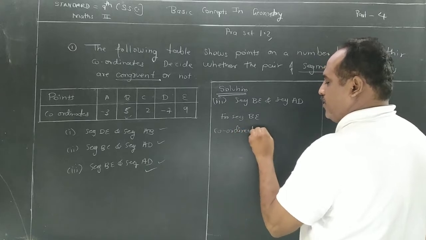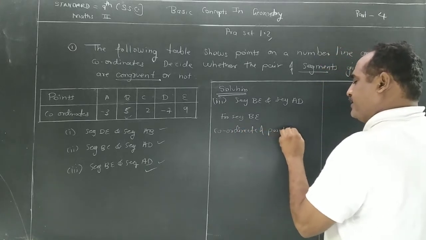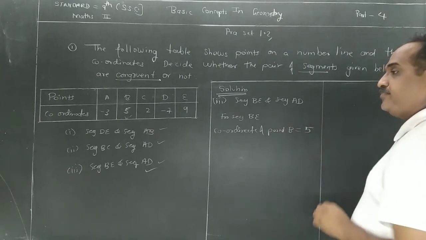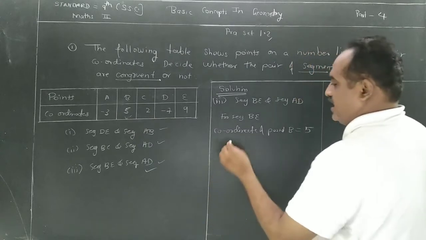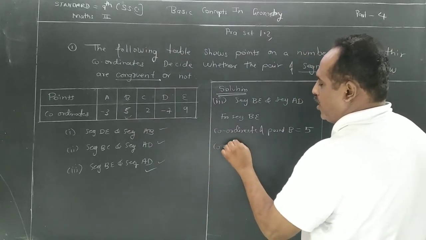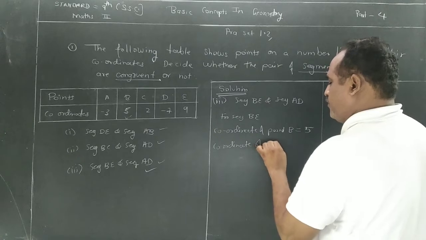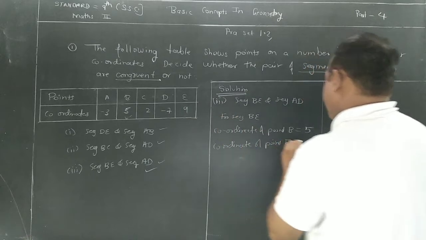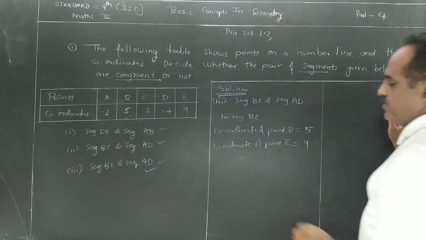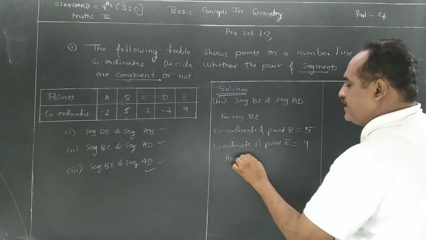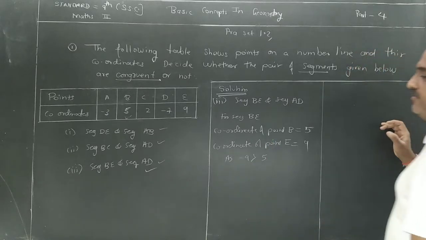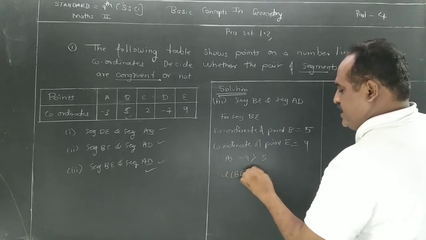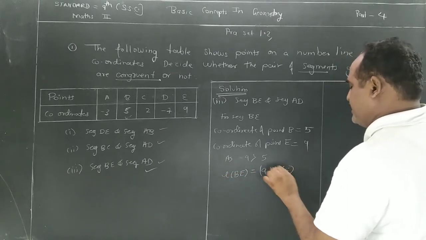For segment BE, coordinate of point B. B is nothing but 5. And coordinate of point E. E is nothing but 9. So if you compare, which one is greater? 9 is greater than 5. So length BE is equal to 9 minus 5.